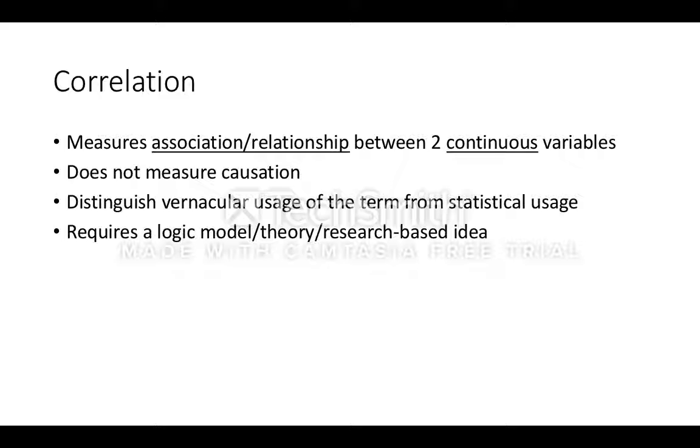So correlation measures the association or relationship between two continuous variables. And that continuous variables part is important. As you remember, a continuous variable is sometimes also called an interval variable. It's a variable where all the potential options go in an order, and there's the same amount of space, the same interval, in between different answers. So for example, first grade, second grade, third grade.